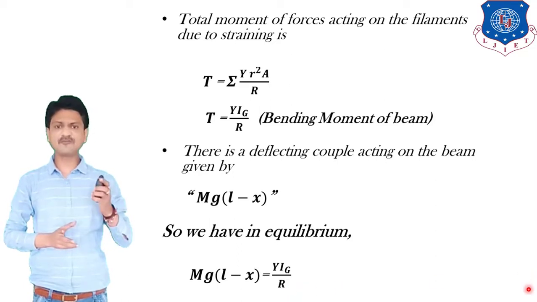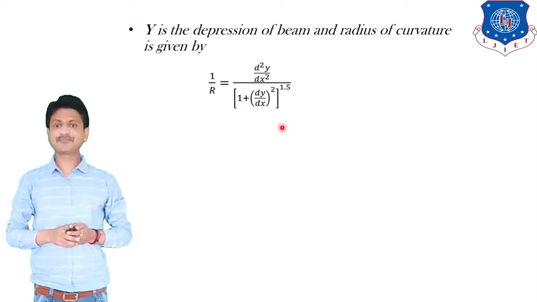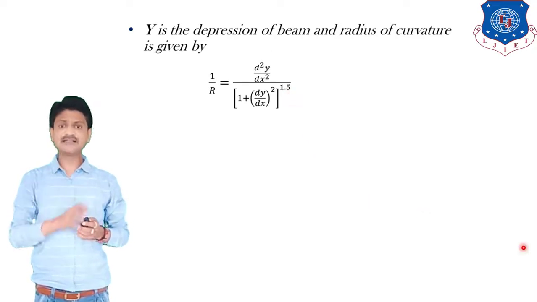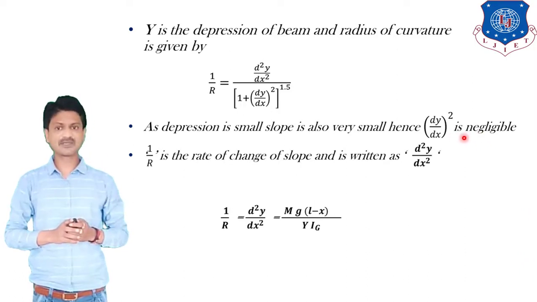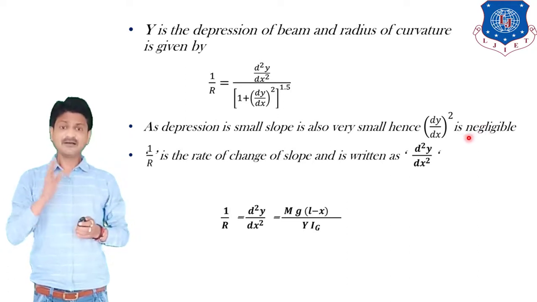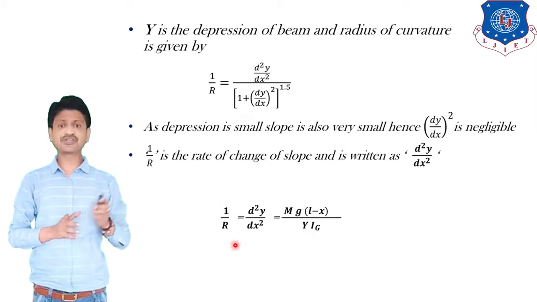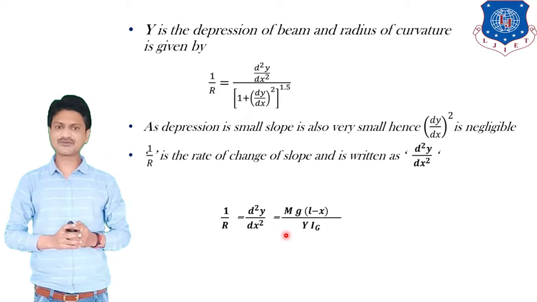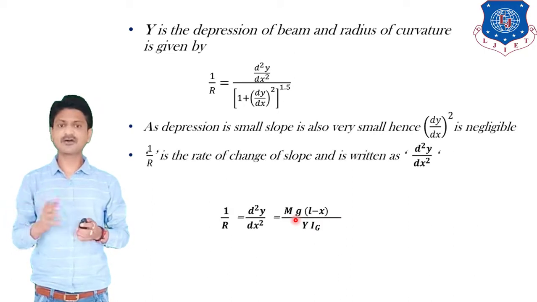Now, if y is the depression of the beam and the radius of curvature is capital R, then the basic formula of that relation is given by 1 upon R equals d²y by dx² upon (1 plus (dy by dx)²) whole raised to 3 by 2. Here, the depression is small, so the slope is small, and we can say that (dy by dx)² in the denominator term is negligible. So we can neglect it and consider that 1 upon R is the rate of change of slope, and we can write the equation as 1 upon R equals d²y by dx² equals mg (L minus x) upon Y into Ig. That mg (L minus x) upon Y Ig we have recalled from the above equation of 1 upon R.